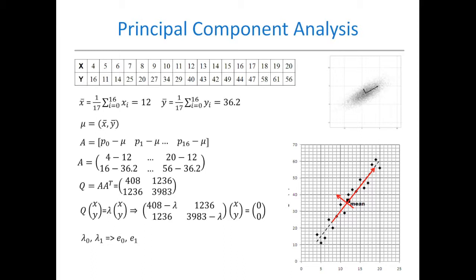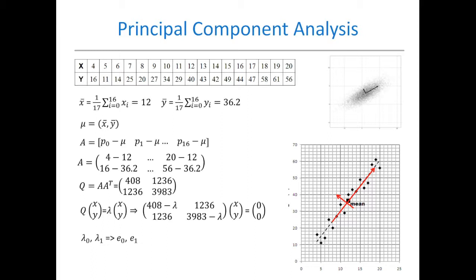It's very simple to compute. We multiply A by A transpose, and this gives us a 2 by 2 matrix. Why? Because this matrix was 2 by 17. If we transpose it, it will be 17 by 2. We multiply 2 by 17 and 17 by 2, and get 2 by 2. This is very simple. Is this clear?